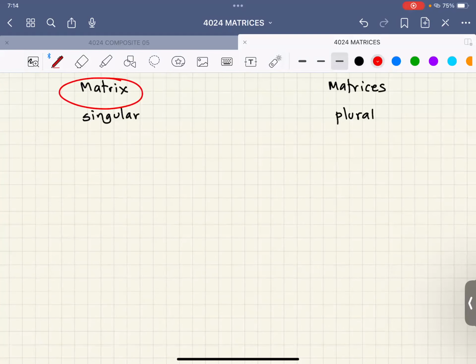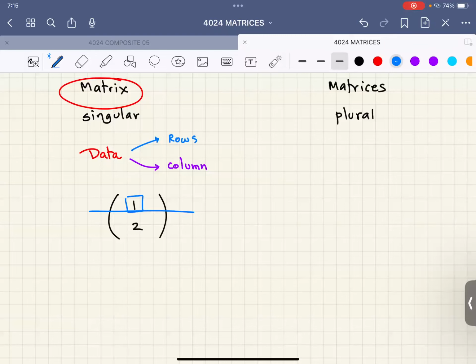What we mean by matrix is that we arrange data in a particular manner. There should be some rows and there should be some columns. So the data will be arranged in rows and columns. For example, if I write 1 and 2, so I'll say there is one row, that is the horizontal thing. So row is arranging horizontally and column is arranging it vertically. So that is how we write it.